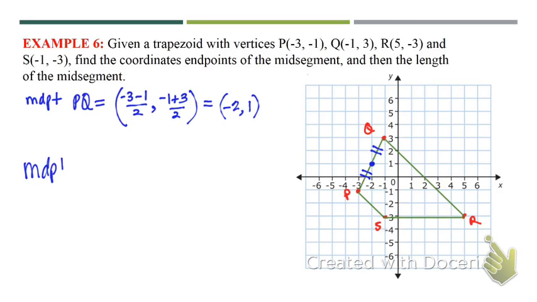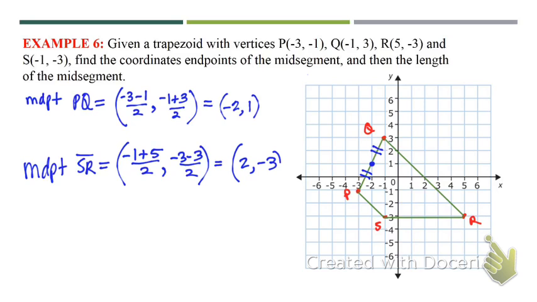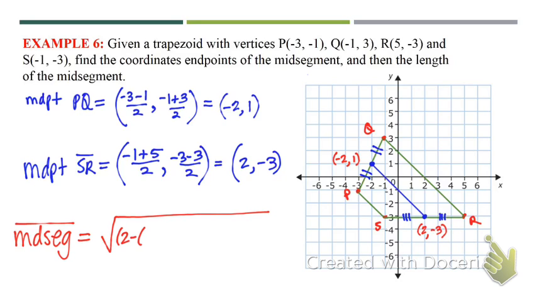And I'm going to find the midpoint of the other leg, which is SR. I'm going to use the midpoint formula that you already know and plug it in. And then I can connect them. Then it says to find the length of the mid-segment. So we can find the length of the mid-segment by just using the distance formula. And you can simplify the radical there.